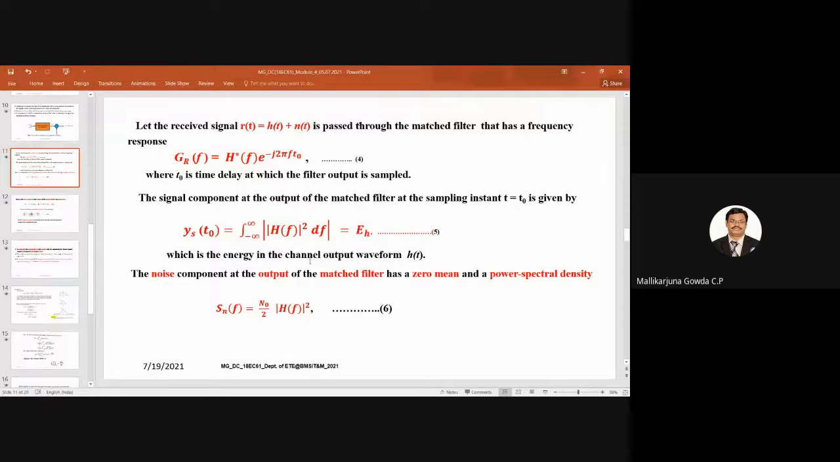Then what is the noise component? The noise component at the output of the matched filter, since it is additive and Gaussian, has zero mean and a power spectral density of N0 by 2. The power spectral density I denote as S_n(f), which is equal to N0 by 2 times mod H(f) squared.